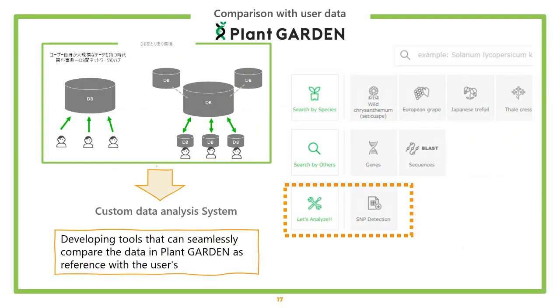Now we are considering that more users demand to compare the reference information in Plant Garden with their own data. Therefore, we are developing tools that can seamlessly compare the data in Plant Garden as reference with the users' data. Several tools are already available, and you can see them by clicking the Let's Analyze button.